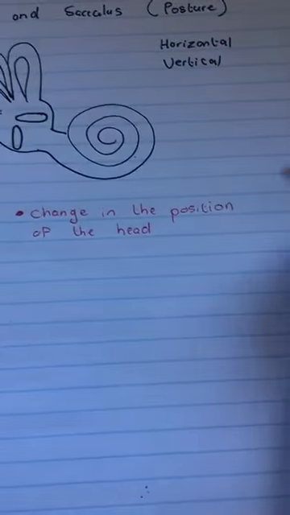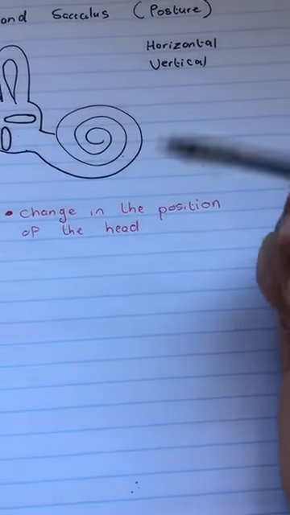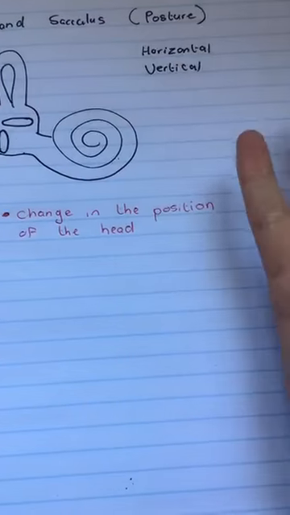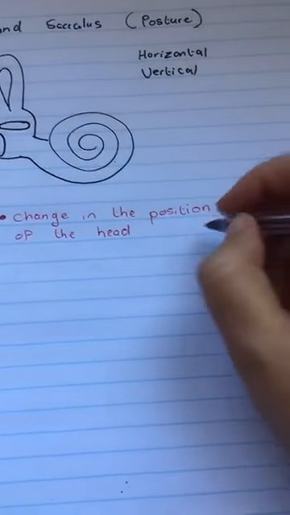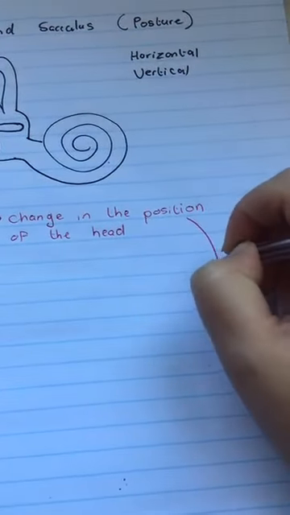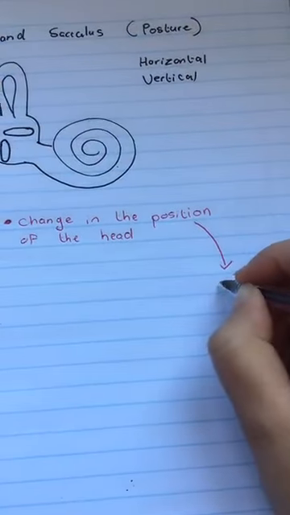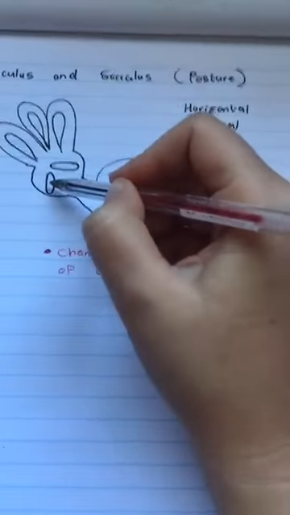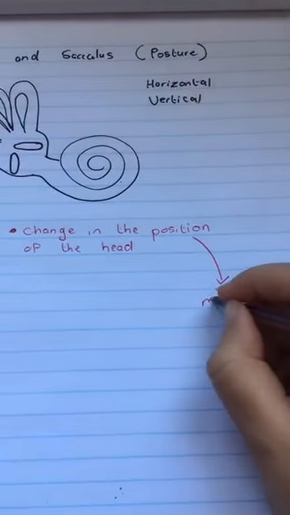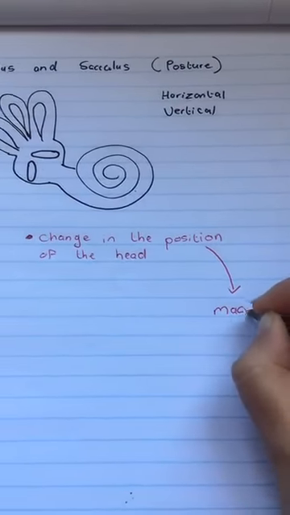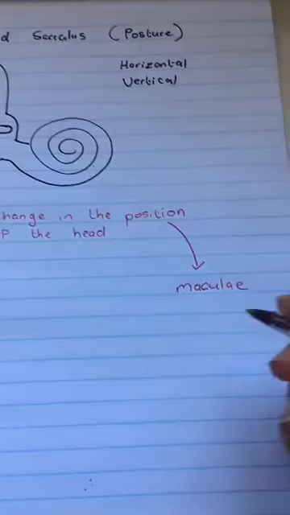The previous one was a change in the speed and direction of the body, so it's slightly different. Now that is sent to our receptor. Our receptors inside the utriculus and sacculus are called the maculae, and you will need to know this word as it is a terminology word.